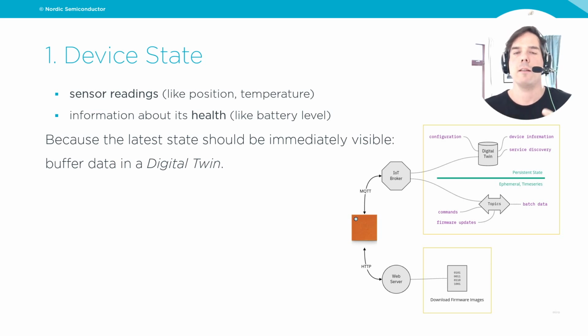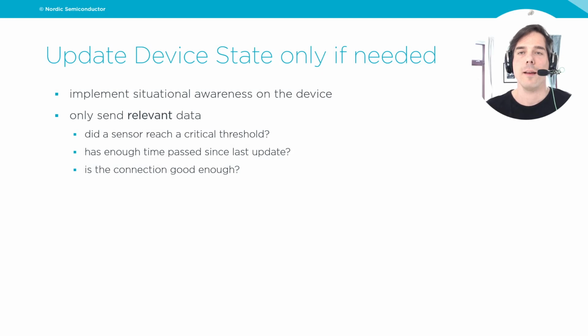State is the information about the device, and you could say that the device owns this information. It is the authority and provides updates to the cloud about its state. And it's really important to only send updates if the device actually needs to send it, if there's relevant information in the data. So for instance, was there motion detected?